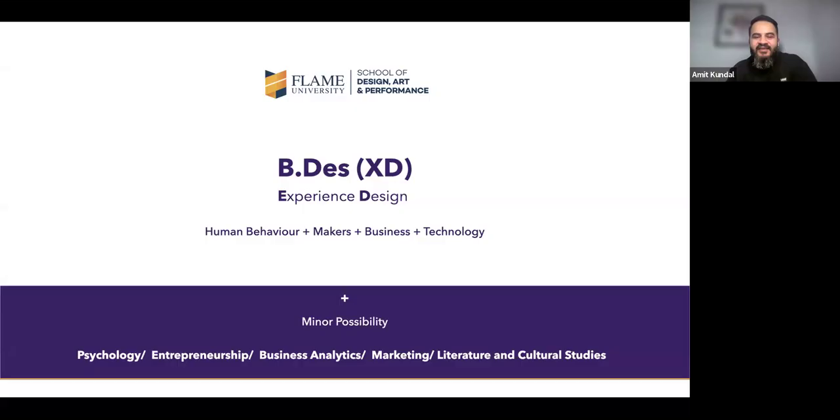So along with experience design as a major, FLAME works in a major-minor structure where you pick one major and one minor, and it's an interdisciplinary combination where you need to pick a minor outside of design, right? So you can possibly pick a minor in psychology. You can do experience design as a major, and then say, I want to do psychology as a minor from the school of psychology. I want to do entrepreneurship as a minor from the school of entrepreneurship. I want to do business analytics as a minor from the school of business analytics, or marketing or literature and culture studies as a minor.